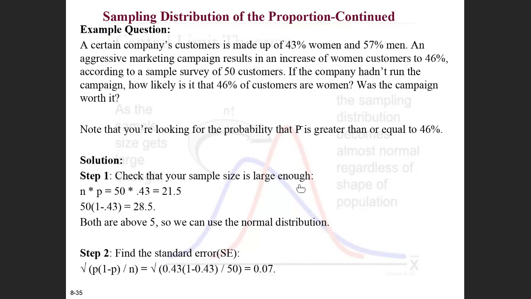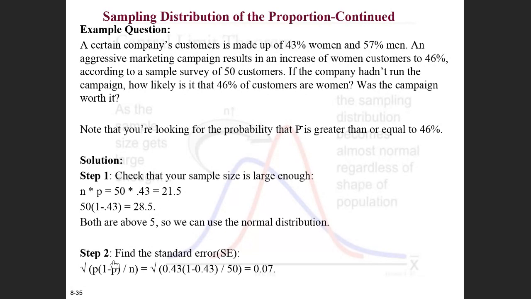Check that your sample size is large enough. N times P equals 50 times 0.43 equals 21.5. 50 times 1 minus 0.43 equals 28.5. Both are above 5, so you can use the normal distribution. They're setting 5 as the lower bar for normal distribution. In the video, they set 15 as the lower bar. You can use whichever number you'd like, 5 or 15, it's your choice.